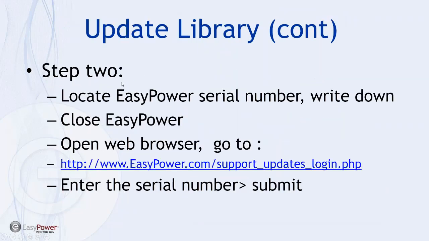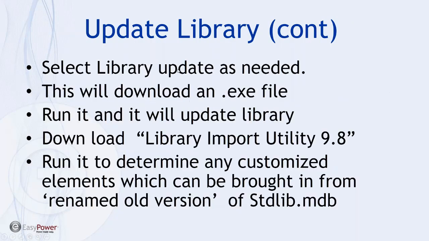What I'm going to do is go in and make a copy of the standardlib.mdb, then locate the serial number from my tool, close EasyPower, go to this location on the website, enter the serial number and submit it. And at that point, we can select the updates that we need. This update will then be downloaded into our machine as an exe file. And when we run it, it will update that entry in the library.